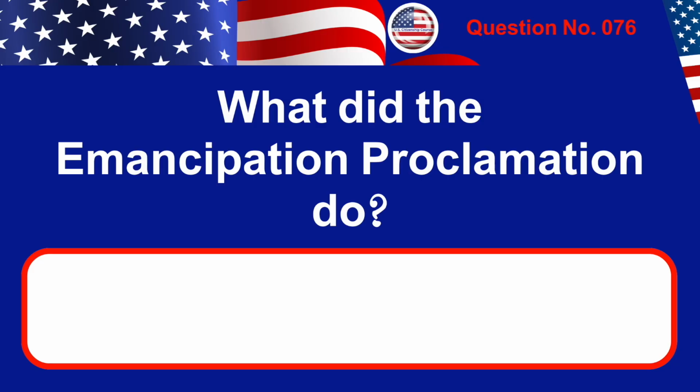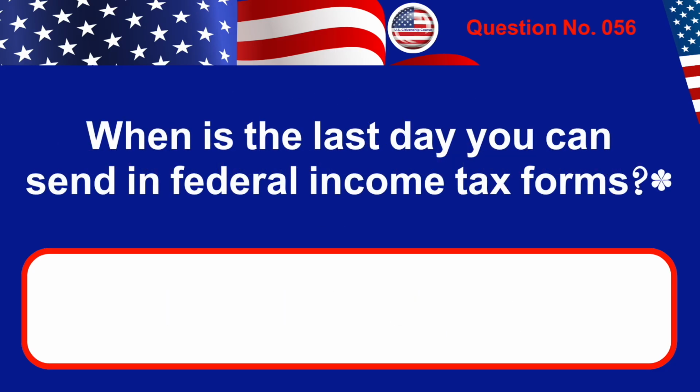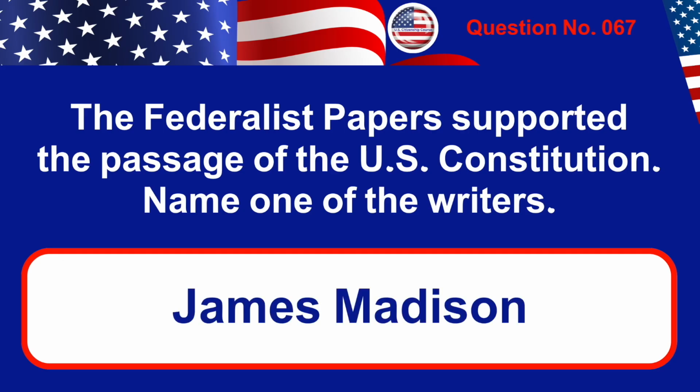What did the Emancipation Proclamation do? Freed the slaves. When is the last day you can send in federal income tax forms? April 15th. The Federalist Papers supported the passage of the U.S. Constitution. Name one of the writers. James Madison.